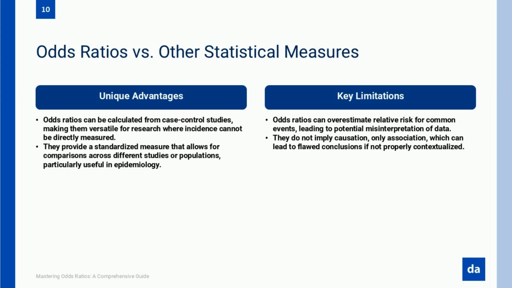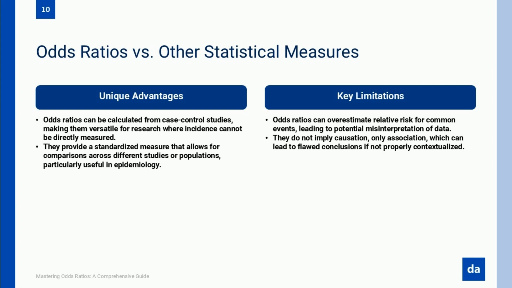When should you choose odds ratios over these alternatives? Odds ratios shine in logistic regression analyses due to their mathematical properties. They allow for adjustments for confounding factors, making them invaluable in complex multivariate analyses. Additionally, their ability to be calculated from various study designs gives them an edge in versatility.